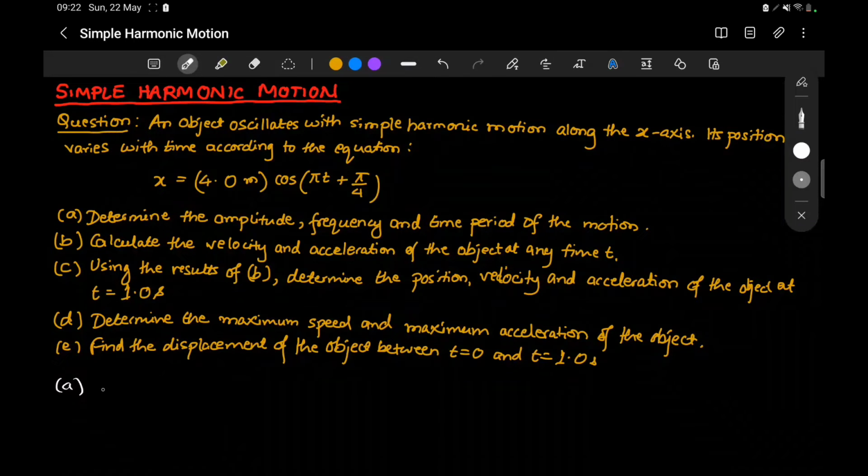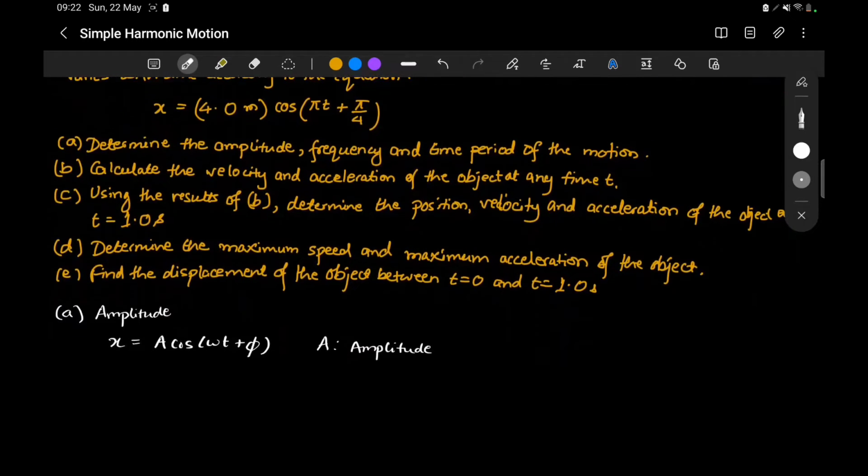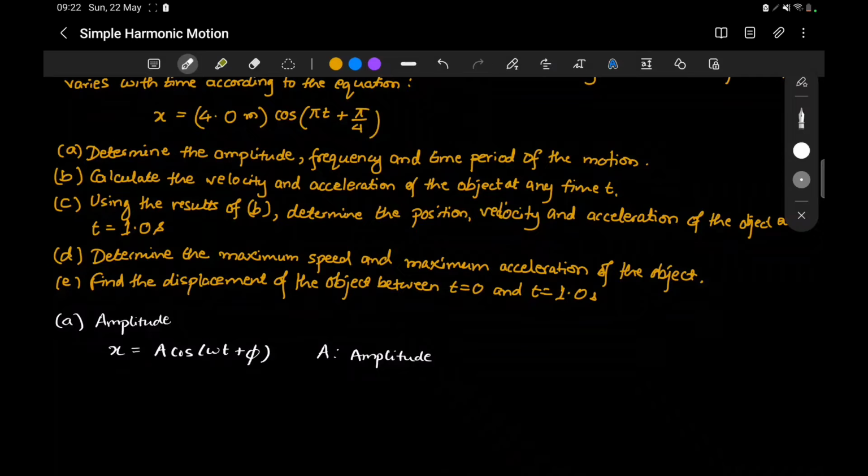The first part says calculate the amplitude. Now for simple harmonic motion, we know that the displacement is given as follows. Either a sine or cosine function is there. Here A is the amplitude. Now comparing with our given question, we find that for our question A is 4 meters.